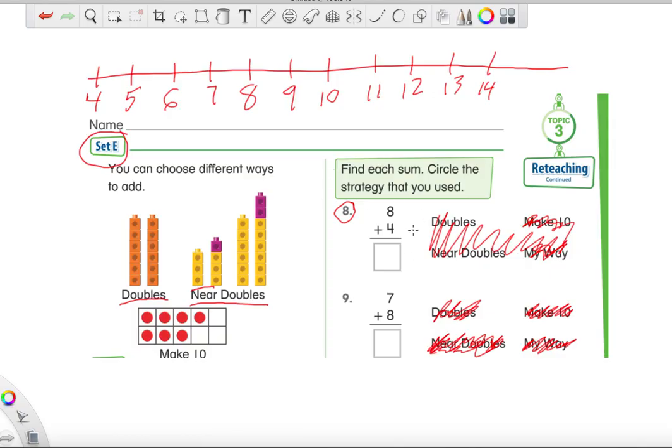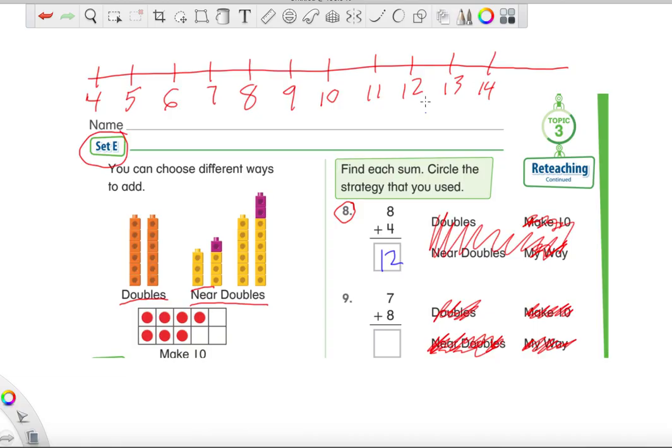All right, so we have 8 plus 4. Well, all we've got to do is look at our starting number, which is 8. That's where we're going to start. And then we're going to look at our second number, which is 4. So we take 4 jumps: 1, 2, 3, and 4. We land on 12. So now we know that 8 plus 4 is 12.